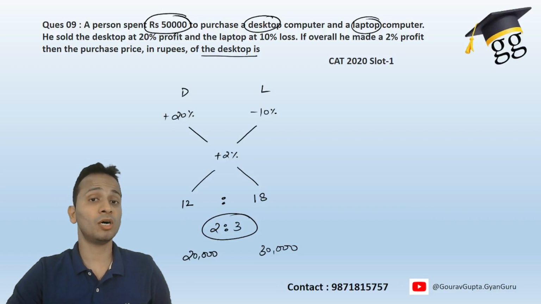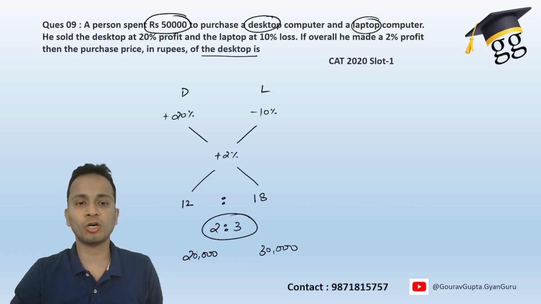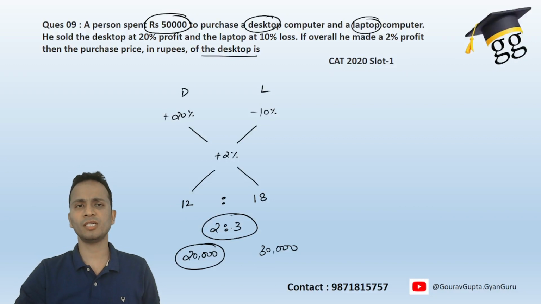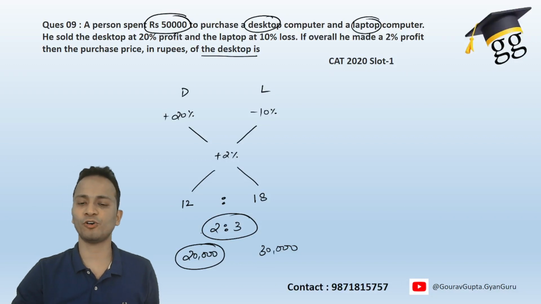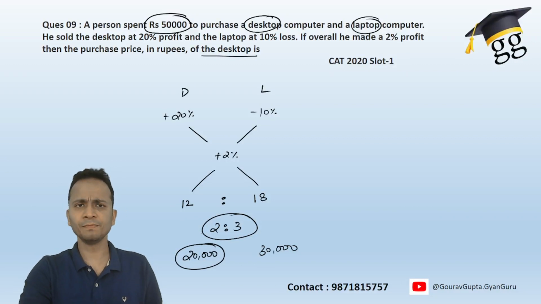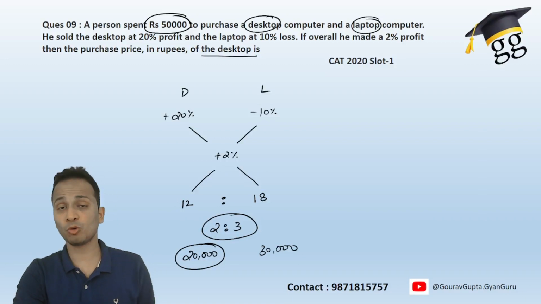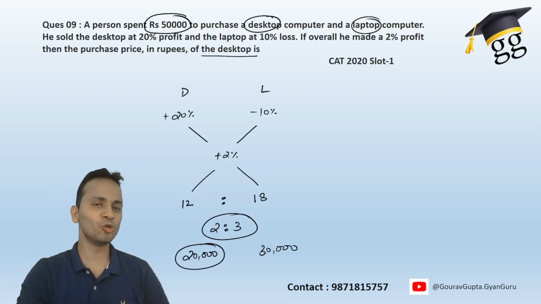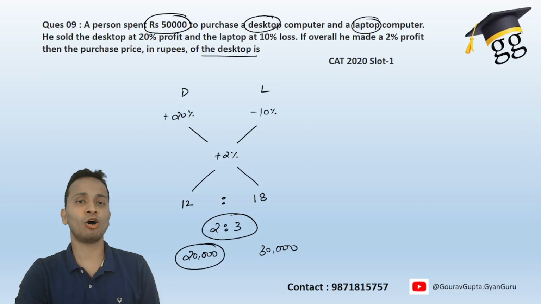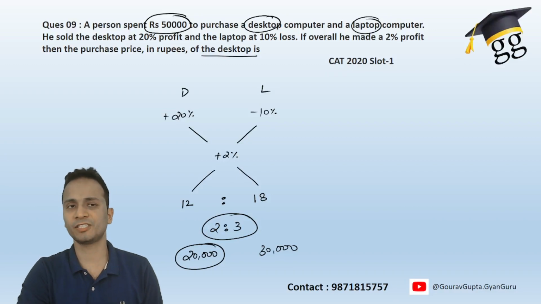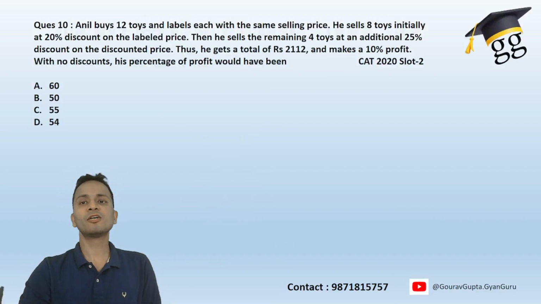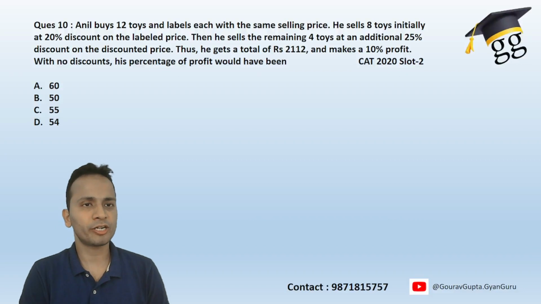We are asked about the price of laptop. So it will be 20,000. 20,000, the answer for question number 9. Okay. Pretty easy question this one was. Provided you are using this method, you know the applications of mixtures and alligations. Okay. Moving on, question number 10, CAT 2020 slot number 2.